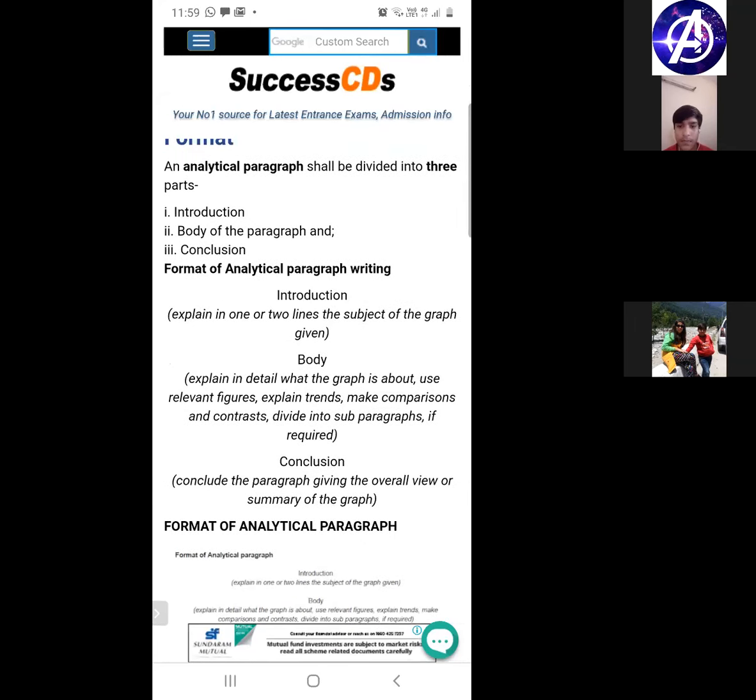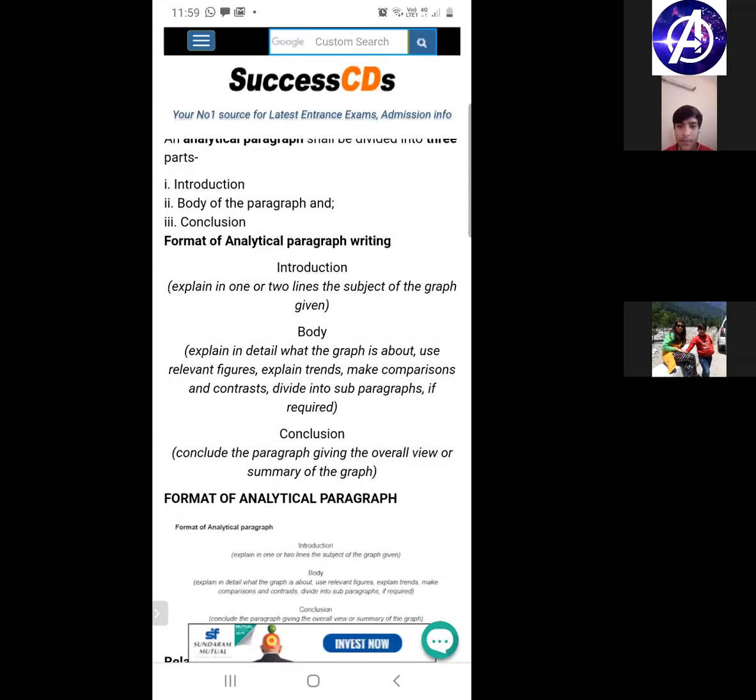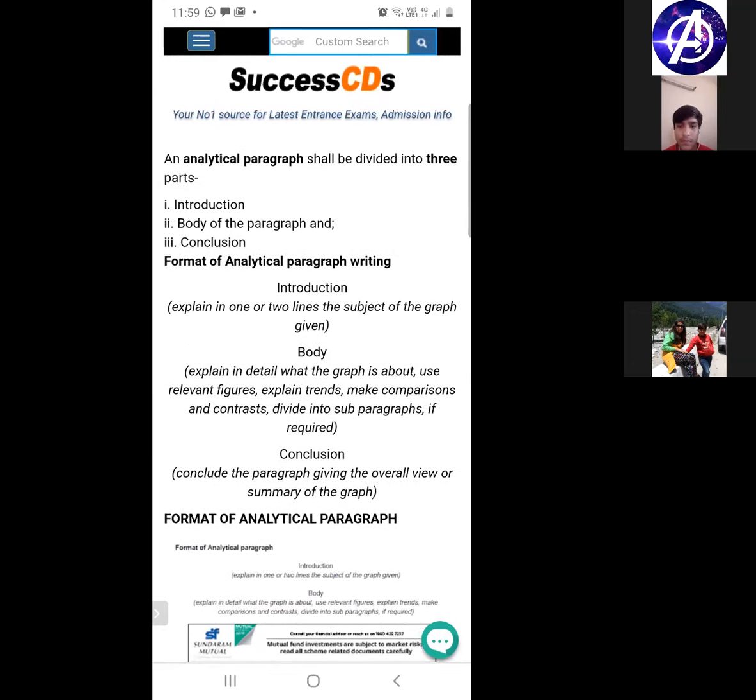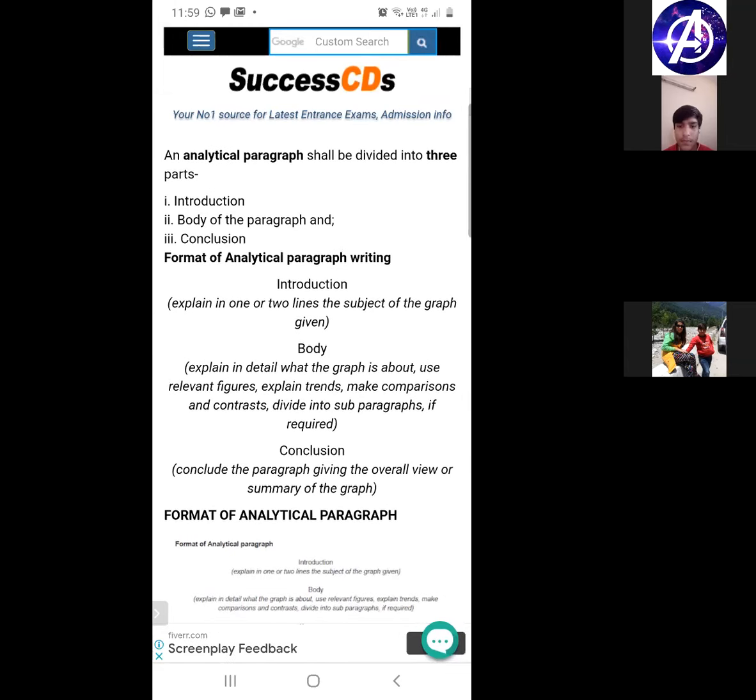Now the second is the body of the paragraph. The body tells in detail what the graph is about, using relevant figures, explaining trends, making comparisons and contrasts. Please note this one. This is very important. You will be using comparison and contrasting words to show the difference, right? And divide into sub-paras if required, though I don't think there is any need because it's a 5 marker. So the paragraph writing will be in 3 stanzas: introduction, body, and conclusion. Clear? You have to explain in detail what the paragraph is about, using relevant figures, explaining trends, making comparisons and contrasts.